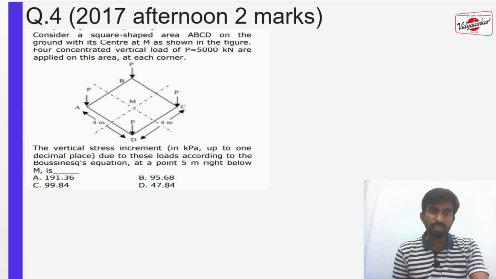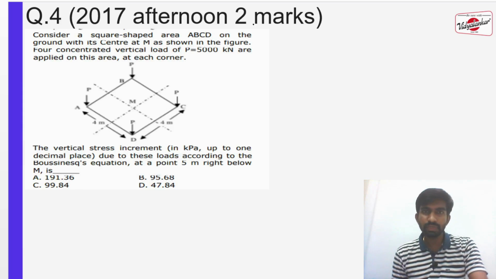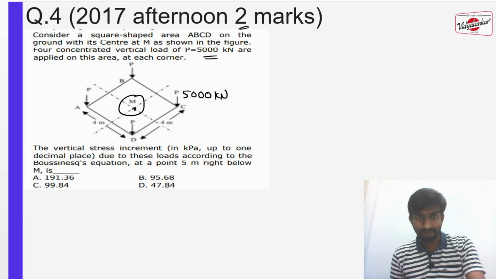Moving to the next question, that is question number 4 in 2017 afternoon session for the 2 marks. Consider a square shaped area जो कि आपको दिया है ABCD on the ground with the center as M. तो इसका center point दिया है आपको M. As shown in the figure, the 4 concentrated vertical loads of 5000 kilonewton are applied. So हर कॉर्नर पे 5000 kilonewton का लोड उन्होंने अप्लाई किया है.